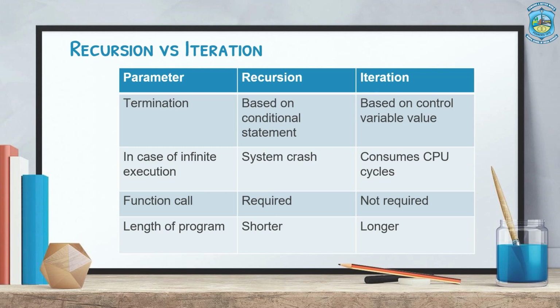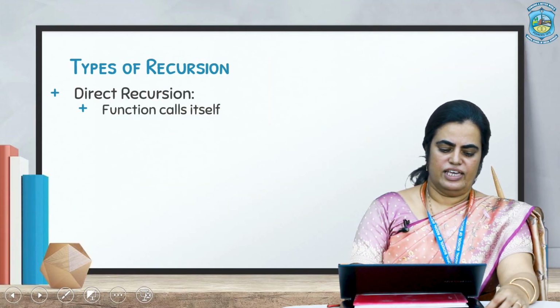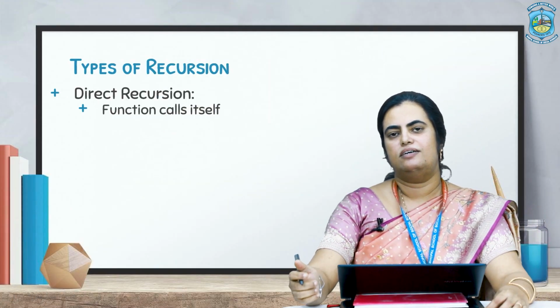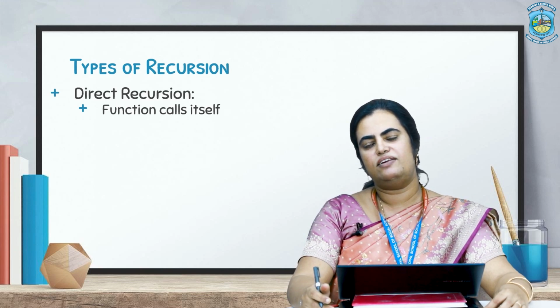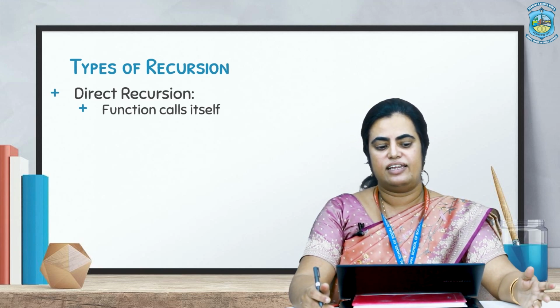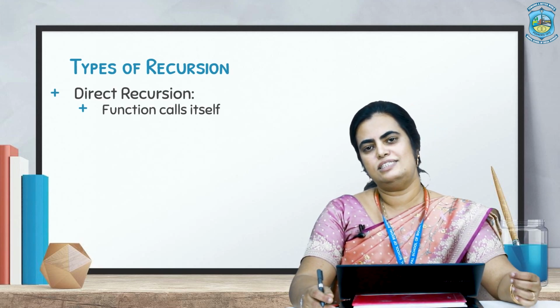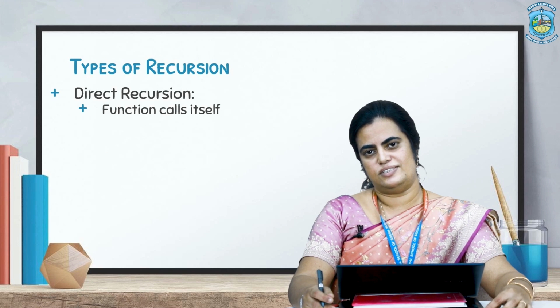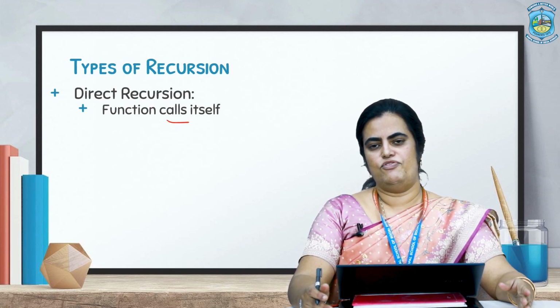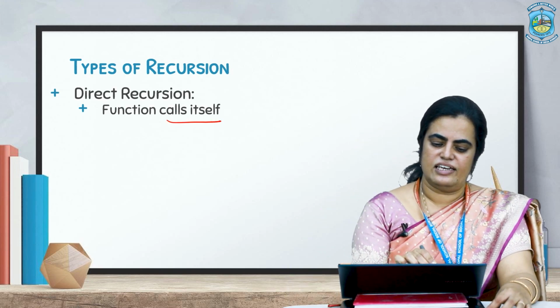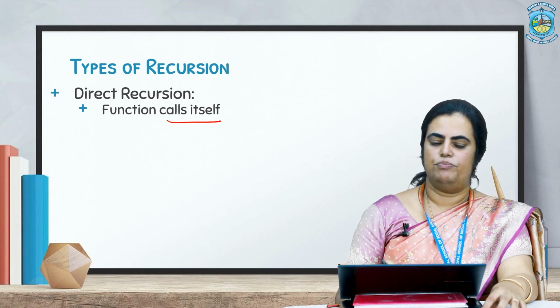If we talk about the length of the program, in case of a recursion, the program length would be shorter, and in case of iteration, the program length would be longer. Now let us talk about the various types of recursion. The example that we have seen right away is a direct recursion. A direct recursion is a case where the function calls itself with different parameters. So if we have the same function calling itself again and again, it would be termed a direct recursion.